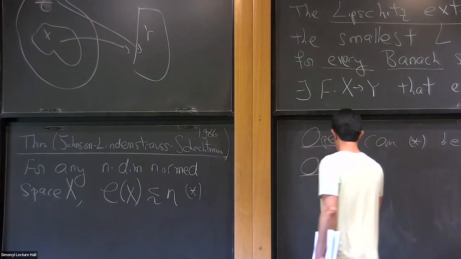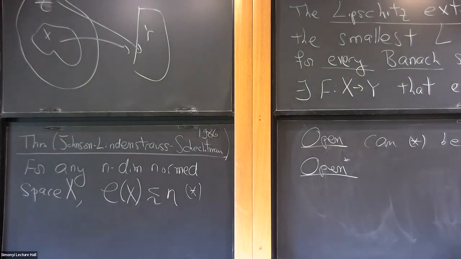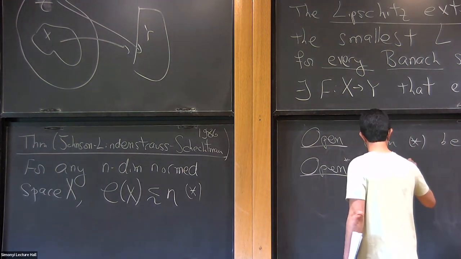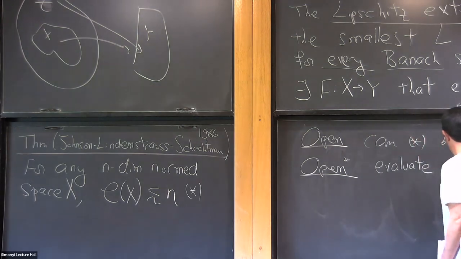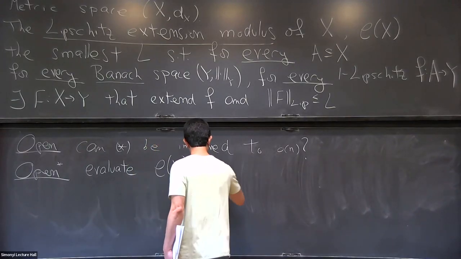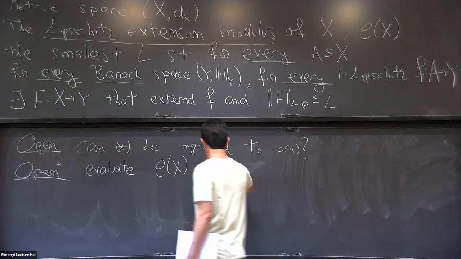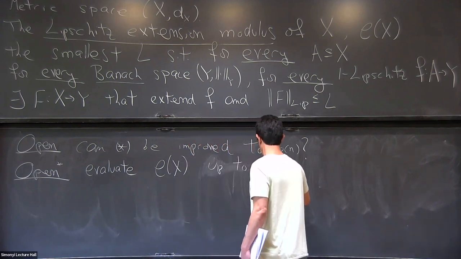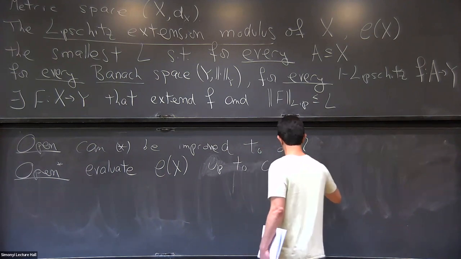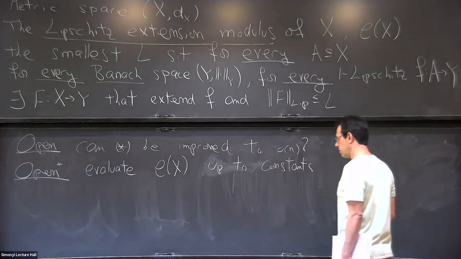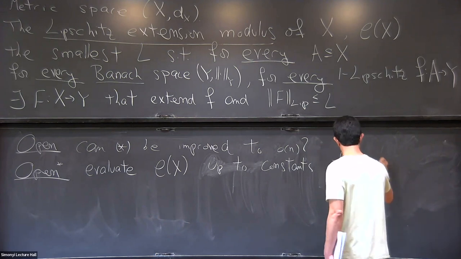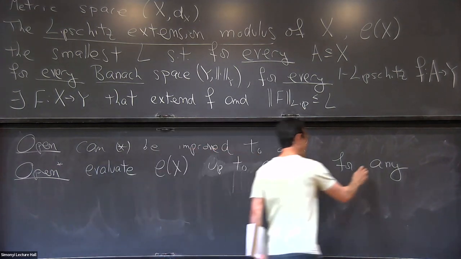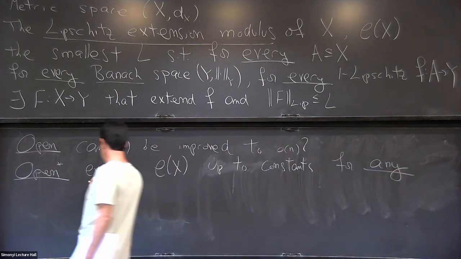So we'll write an asterisk here and I'll evaluate your E(X) up to constants, or I'll tell you in a second, for any n-dimensional normed space. So I'm asking about any n-dimensional normed space.